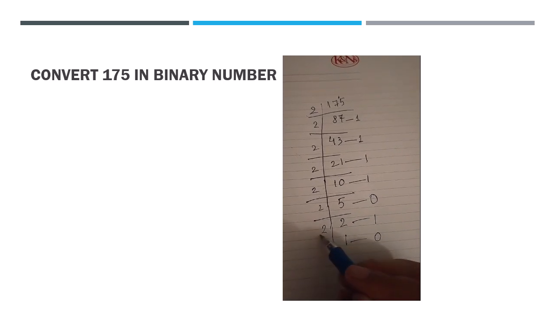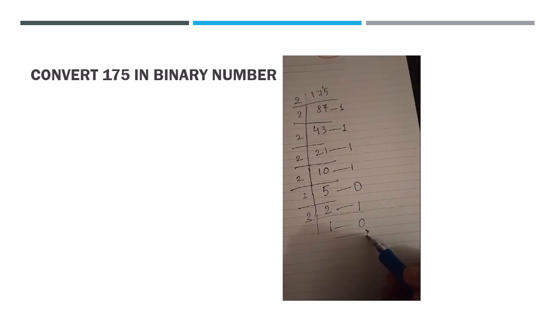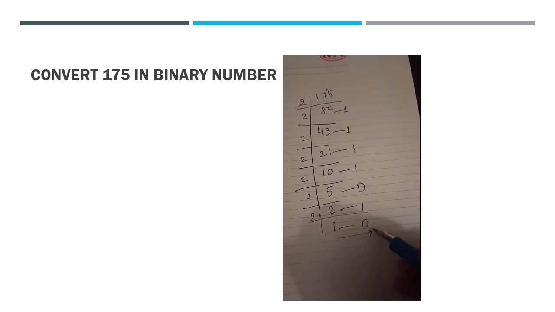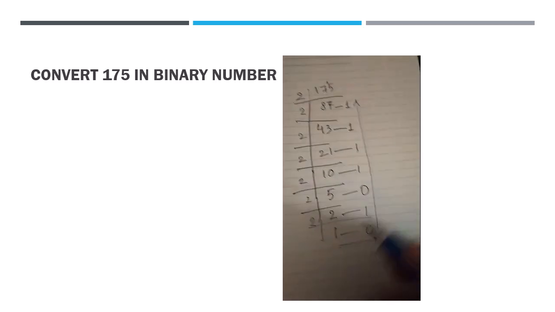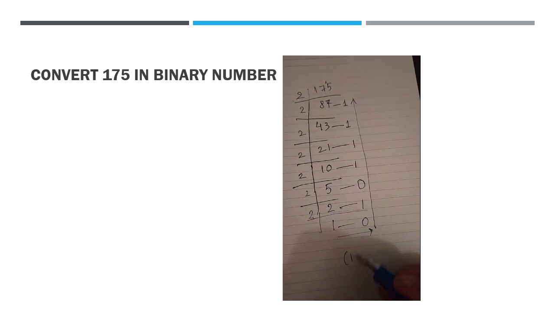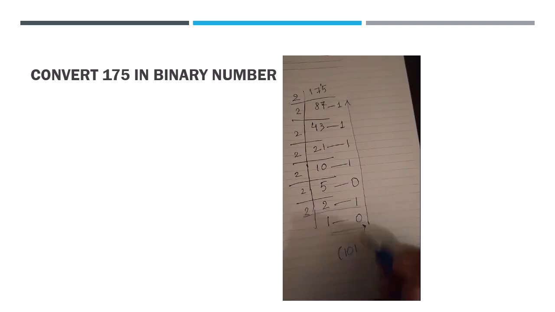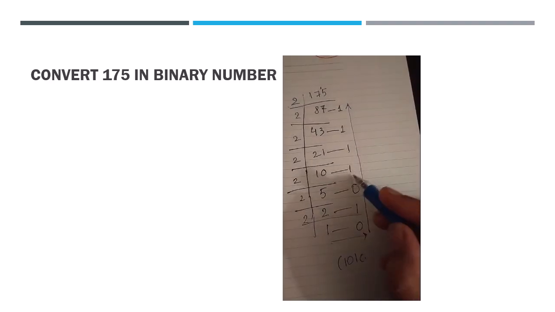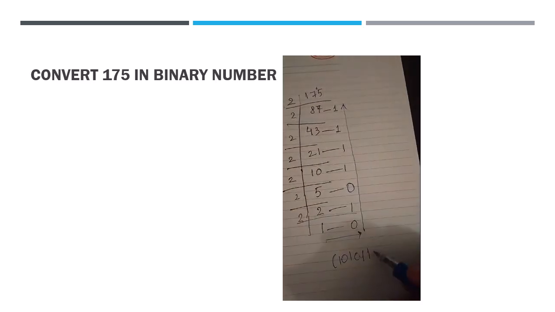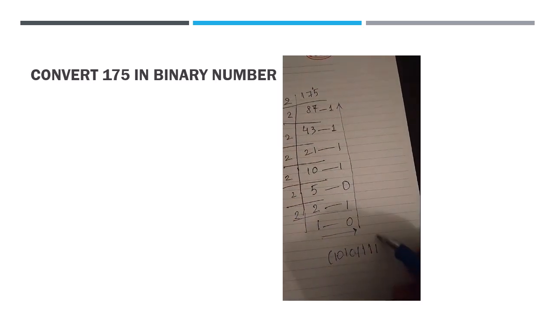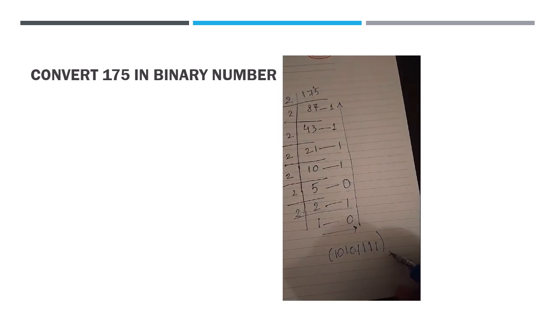Now how will we write down the answer? We'll start from the last digit and then go upward. So this is the final answer: 1 0 1 0 1 1 1 1, and we'll write base 2 with it because we have converted into a binary number.